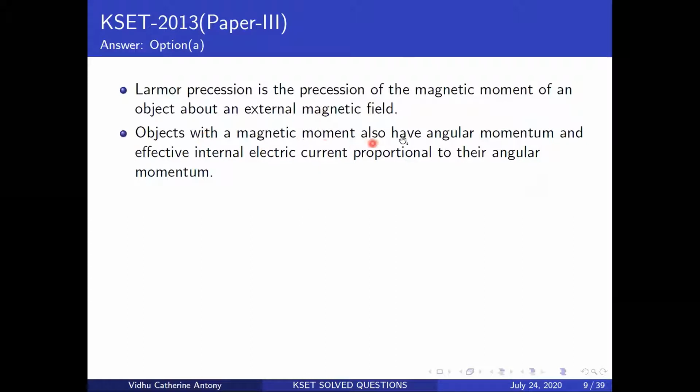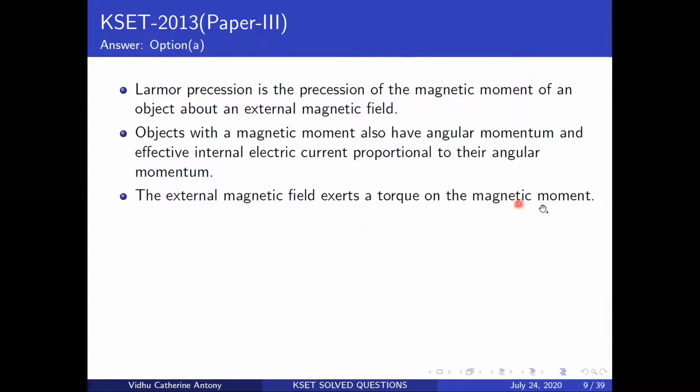The objects with the magnetic moment also have an angular momentum and effective internal electric current proportional to the angular momentum. The external magnetic field exerts a torque on the magnetic moment, and this is basically how it looks. This big arrow is your external magnetic field, and the tiny arrow is your magnetic moment, which is going round and round your external magnetic field. Tau is your torque, and you have mu cross B. Mu is your magnetic moment and B is your external magnetic field.